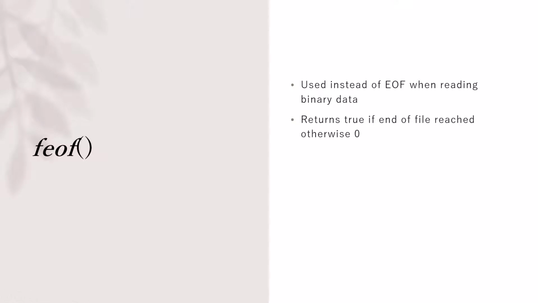Moving on now. feof. Use instead of eof when reading binary data. Returns true if end of file is reached, otherwise 0. The prototype, as you can see, returns an integer taking as parameter the file pointer. Write a program to copy a file.